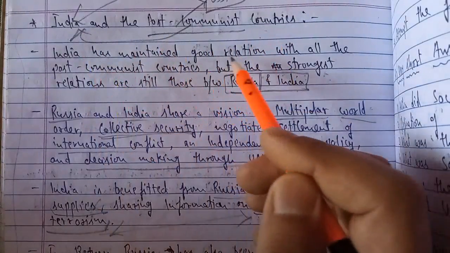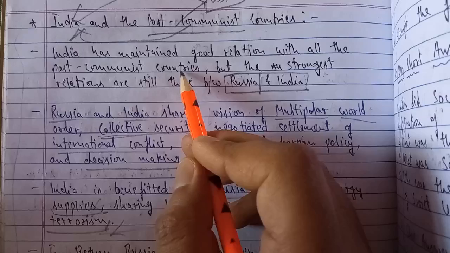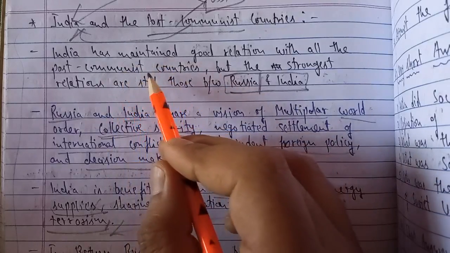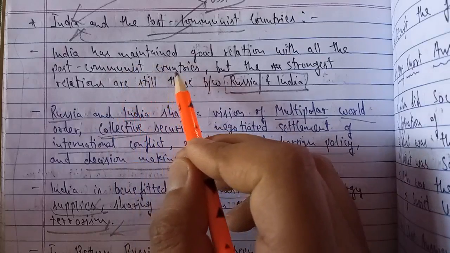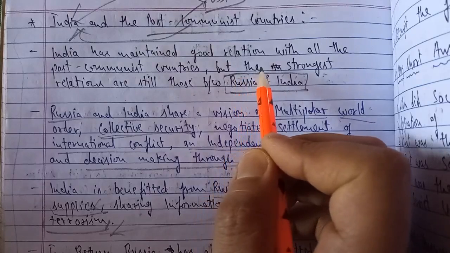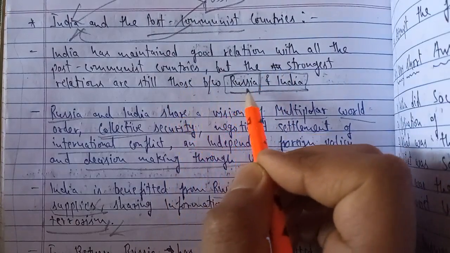India had maintained good relations with all of the post-communist countries. Post-communist countries means the countries which were in the Union of USSR. After disintegration, India had good relations with all of them. But India's strongest and best friendly relations were, at that time and still are, with Russia.